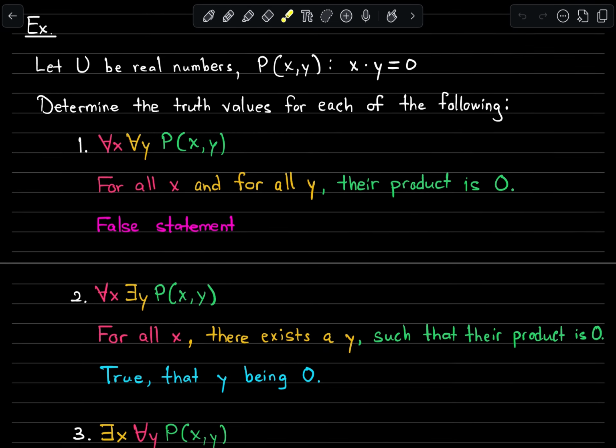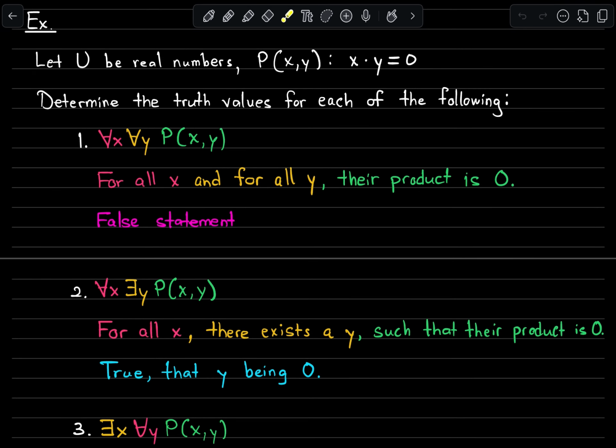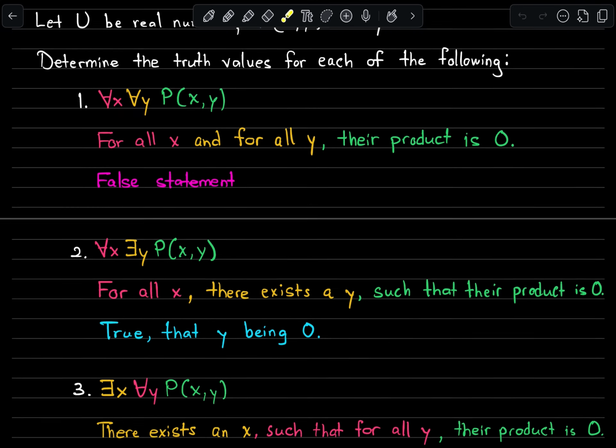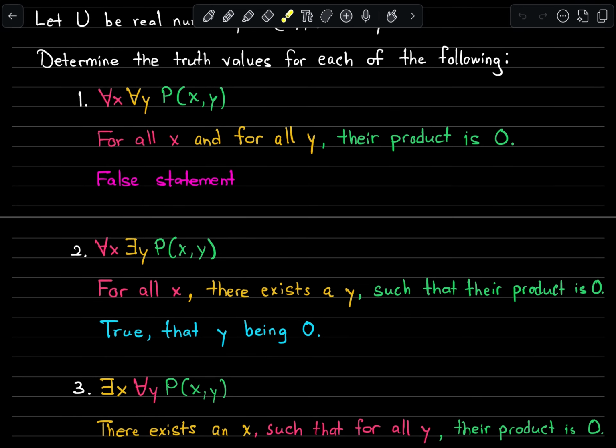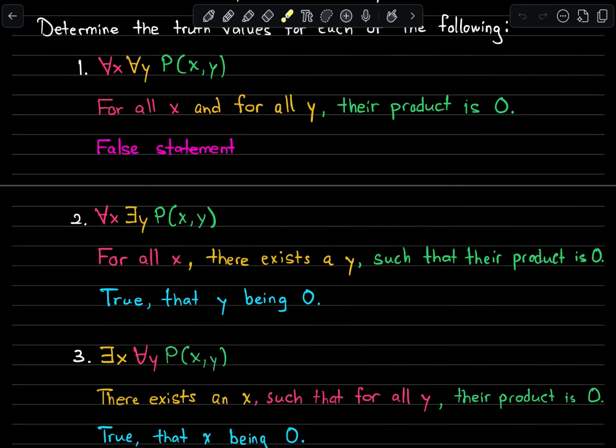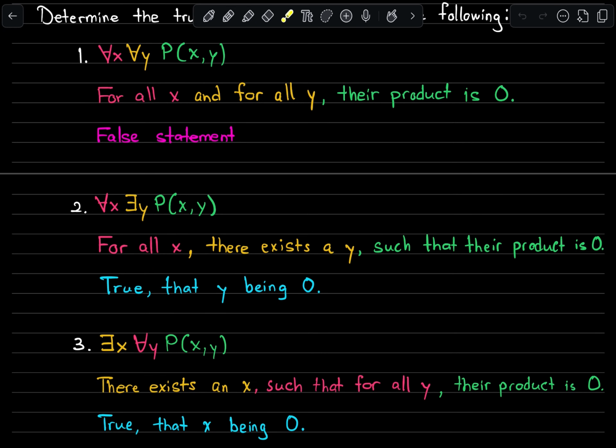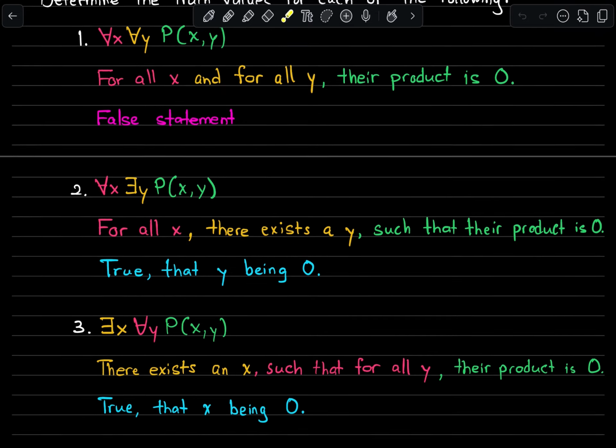For the third one, there exists some x such that for all y, the product of these two numbers is 0. And again, that's true. It's just kind of saying the same thing as number 2, but now the x is the 0. So there does exist an x, that x being 0, such that for all y, if you multiply it by that x, the product will be 0.